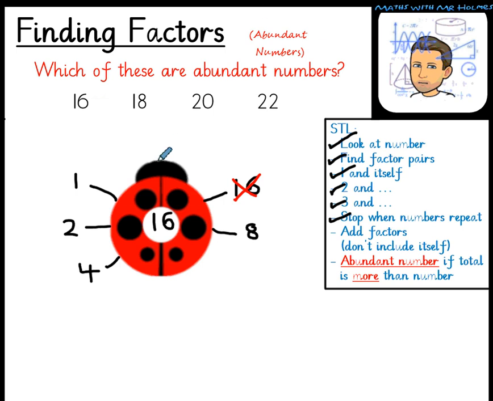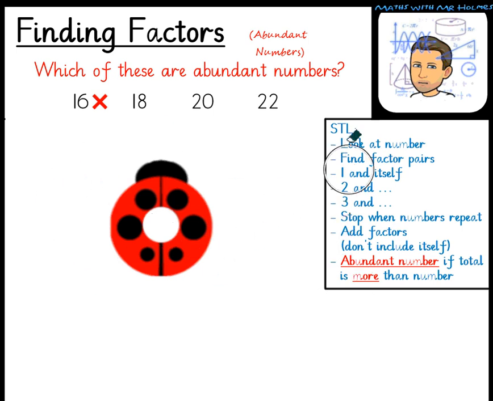So the factors we've got are 1, 2, 4, and 8. I want to tick them off as I add them. I want to use my number bonds. So 8 and 2 make 10. Add the 4 makes 14. Add the 1 makes 15. It's an abundant number if the total is more than the number. 15 is less, so it's not an abundant number. Go ahead and put a cross there.